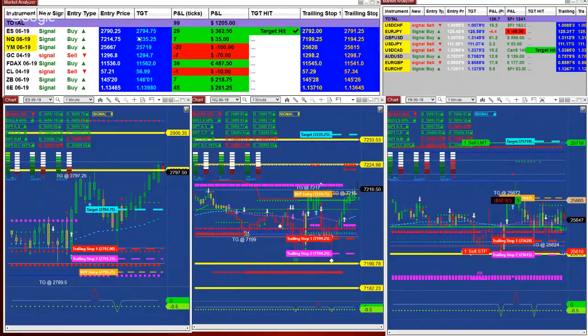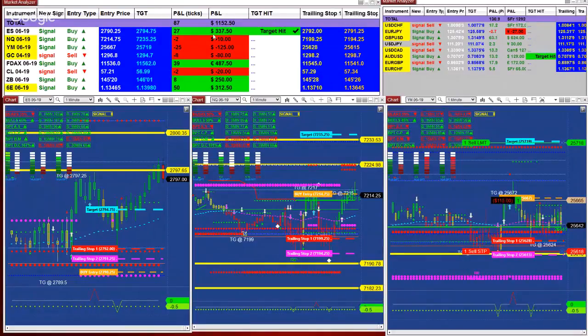For the ones who don't know our system, this is the market analyzer. It comes with three different automated trades, all with the same entry. You have the entry price, as an example on the ES, 27.90.25, and the target was 27.94.75 across the bid from the target. Total profit is 27 ticks.